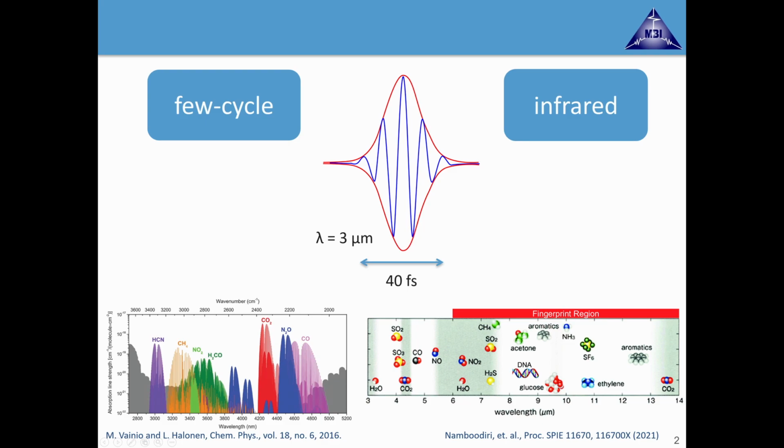There are, for example, numerous gases that have characteristic absorption lines in the spectral region above 3 micrometers. And we also have the so-called fingerprint region, where, for example, molecules have very characteristic absorption lines, and that's why it's very interesting to have a laser system running there.